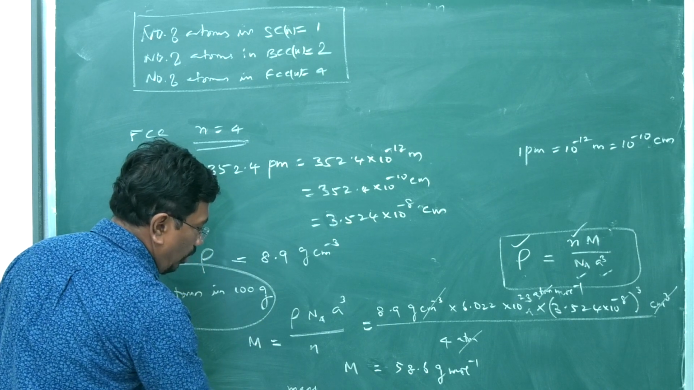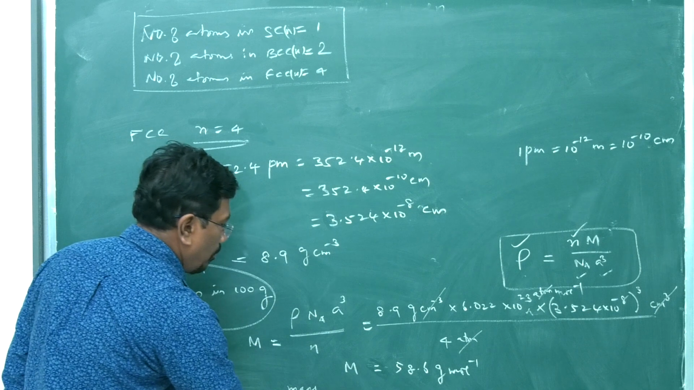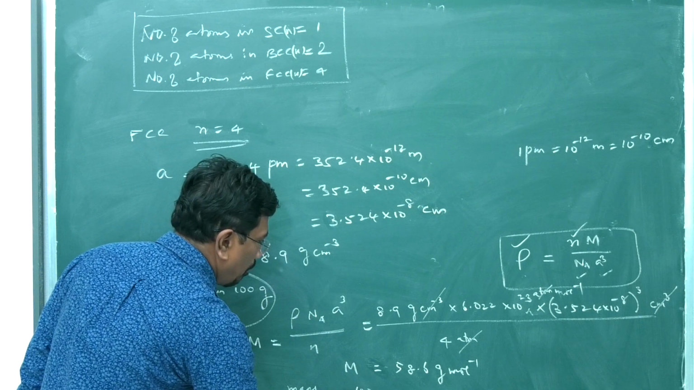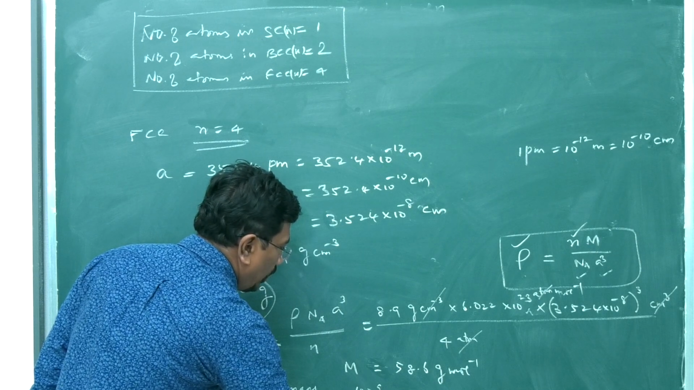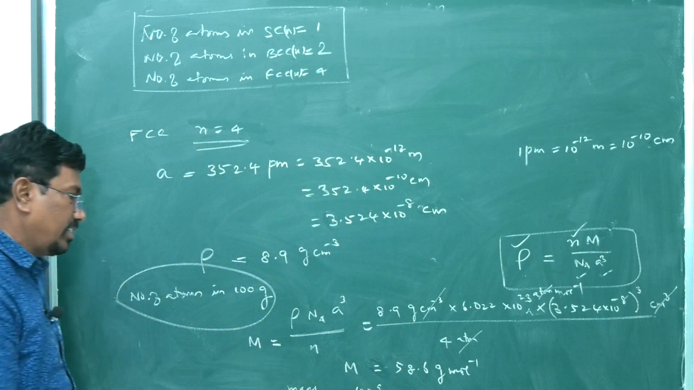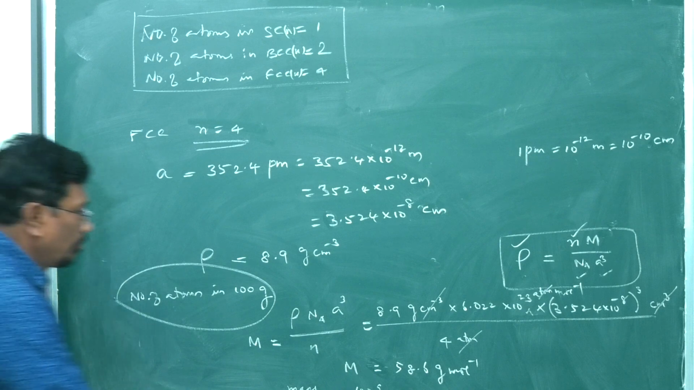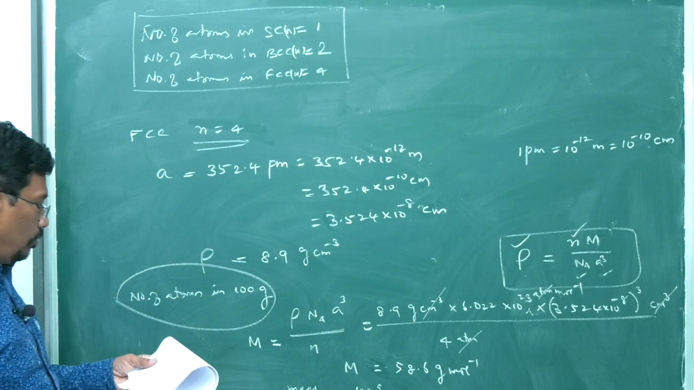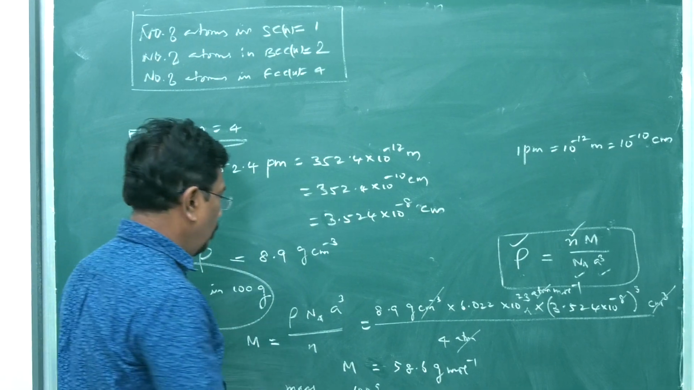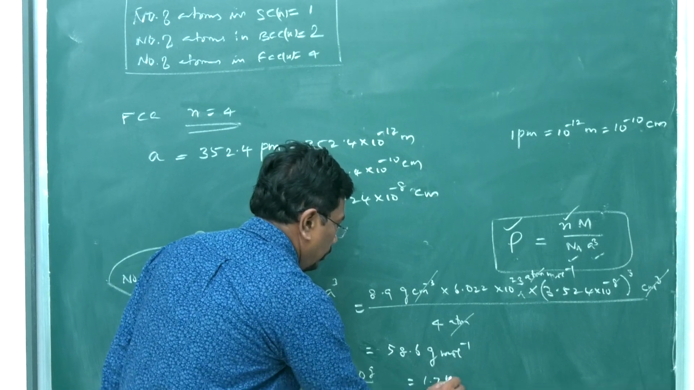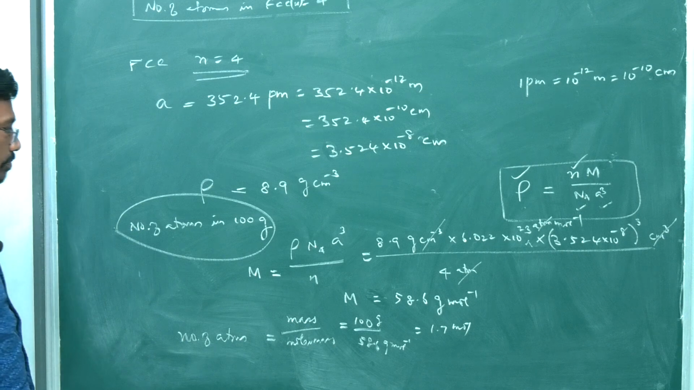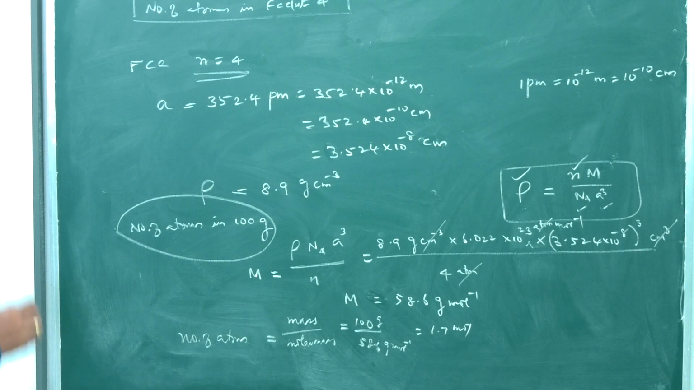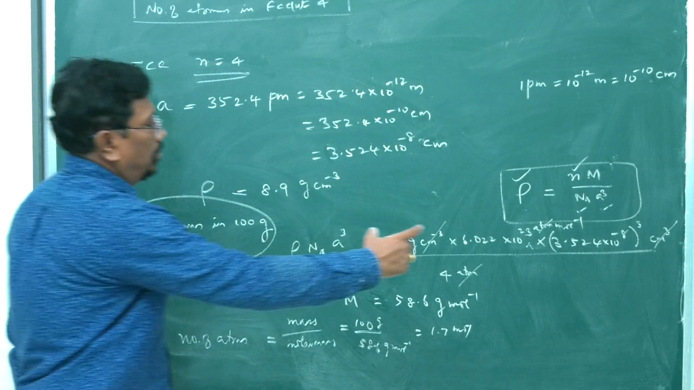Because it is 1 mole, this is equal to how many moles? 100 by 58.5 gram per mole. So I have substituted the units also, just to help you understand how it comes. 58.5, so it comes to 1.7 mole. Gram gets cancelled, 1 mole goes to the top, mole. 1.7 mole.